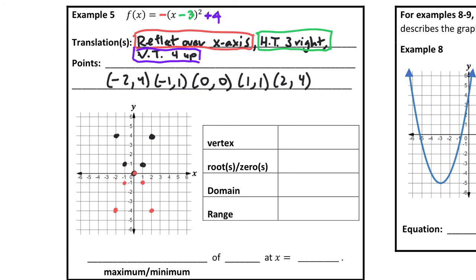And then I'm going to erase black points so that I just have the reflection points. Then we're going to move 3 to the right and 4 up. So 1, 2, 3, and 4 up. So 1, 2, 3, 4. Okay, and so from there, the graph's going to go 1, 1, 2, 4, right? So it's 1, 1, then 2, 4.